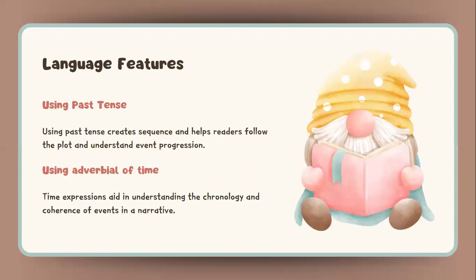Let's see the next. Next, we have language features. The first is using past tense. Using past tense creates the sequence and helps readers follow the plot and understand the event progression. Yes, it really helps because past tense is talking about something that happened in the past. And of course, we can understand the story when we know what time it happened and so on.